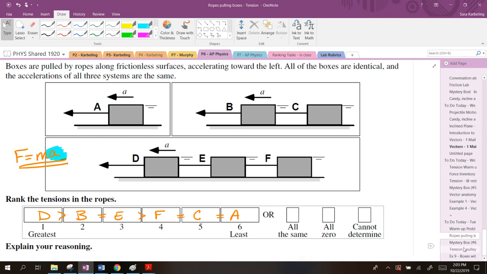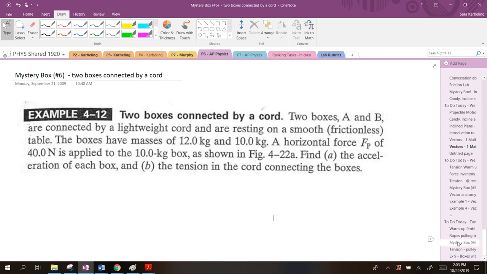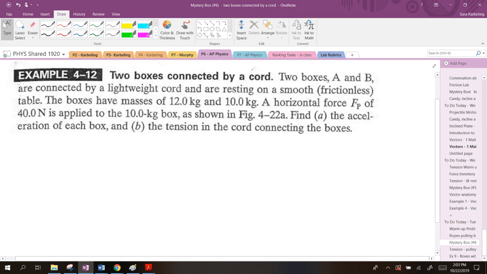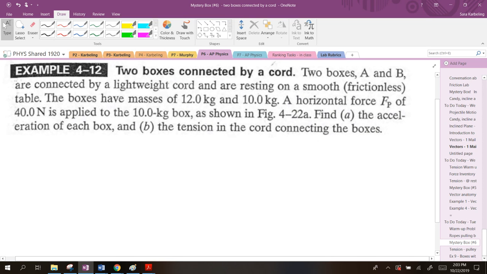Okay, can we keep cruising? All right. Mystery box, here it comes. Oh, this is like the mystery box train. 2 boxes are connected by a lightweight cord, sitting on a smooth, frictionless table. There's a 10-kilogram box and a 12-kilogram box. A horizontal force of 40 newtons, back to that silly 40 Newton force, is applied to the 10-kilogram box as shown in the picture we are going to draw. Find the acceleration and the tension.